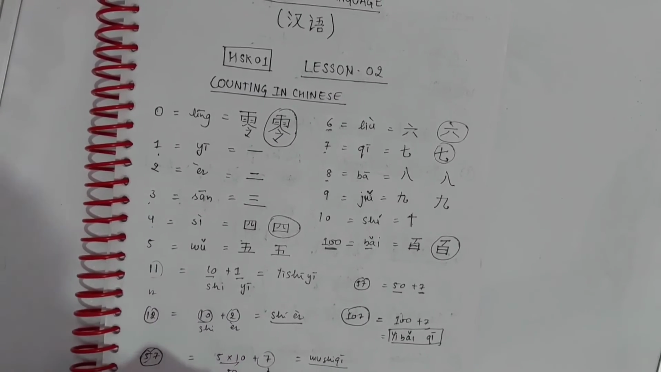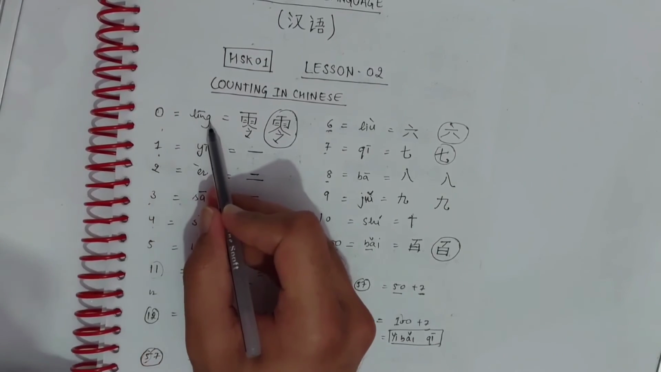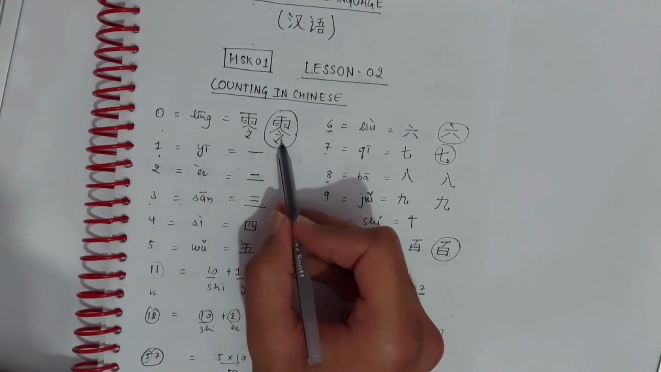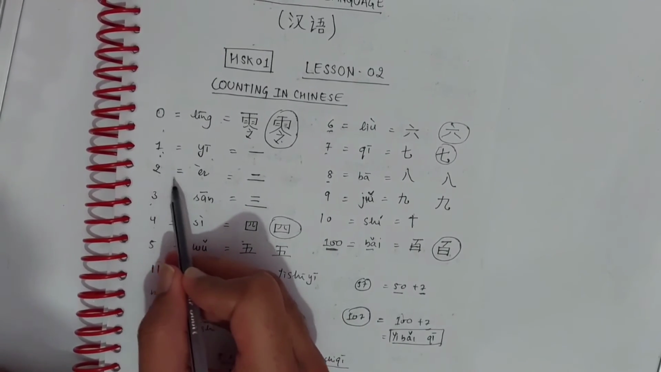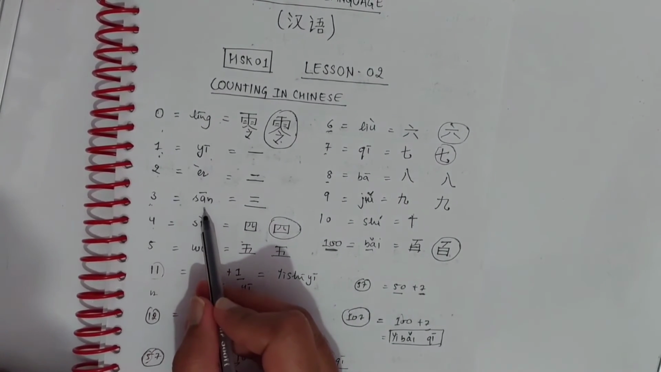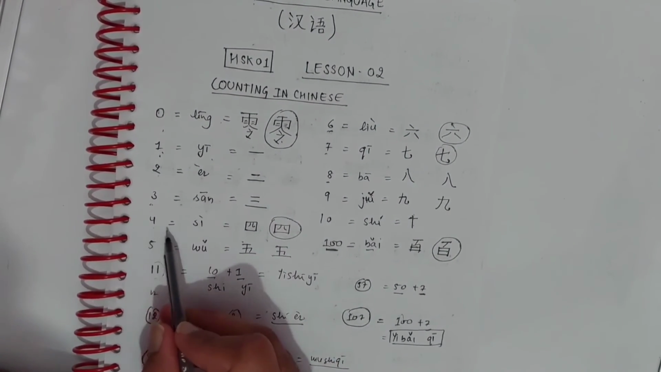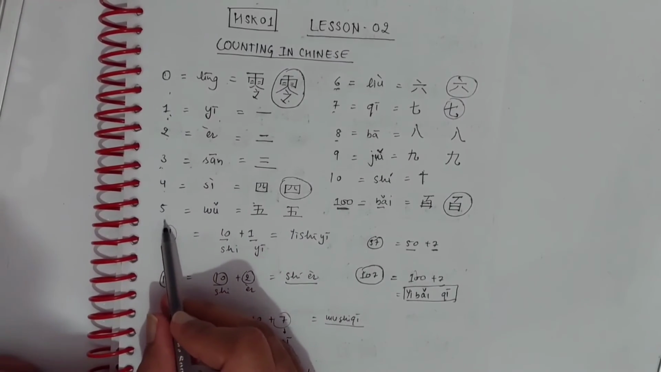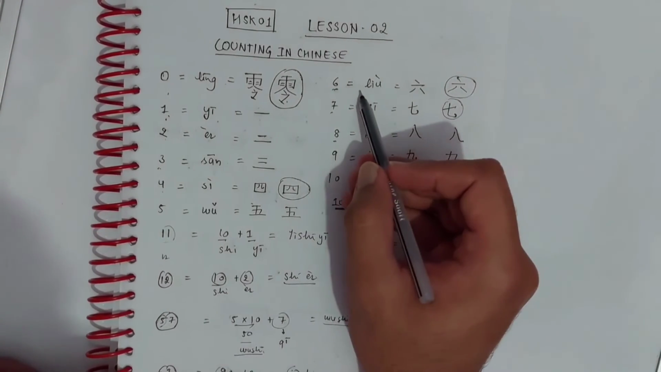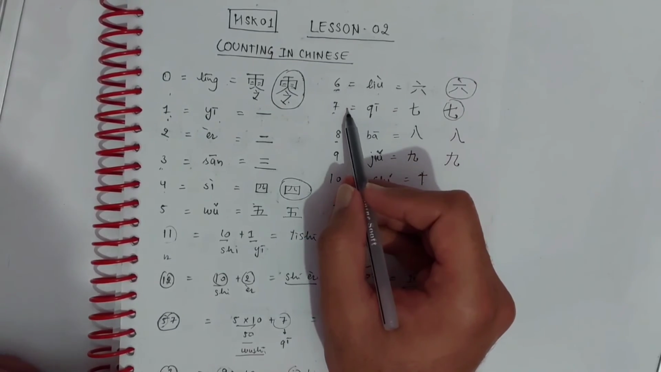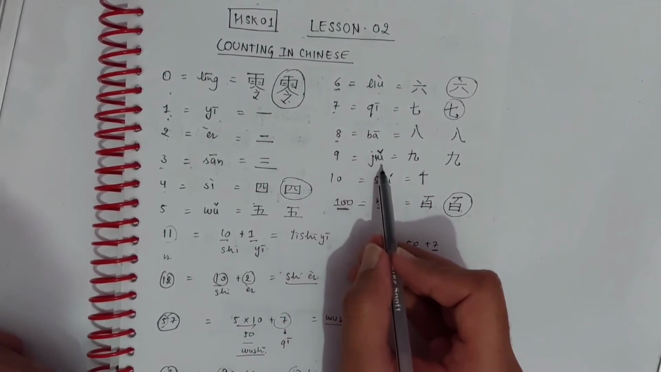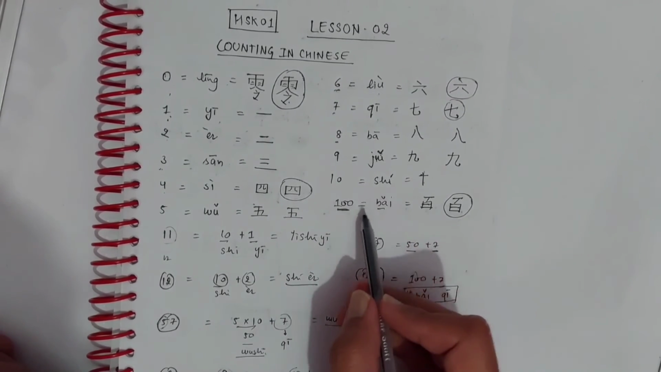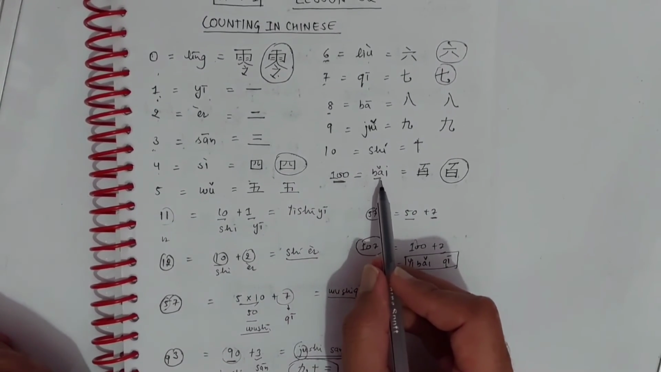So repeat with me again. Zero in Chinese is ling, and we write it like this. One is yi, two is er, three in Chinese is san, four is si, five is wu, six is liu, seven is qi, 8 is ba, 9 is jiu, 10 is shi, and 100 is bai.